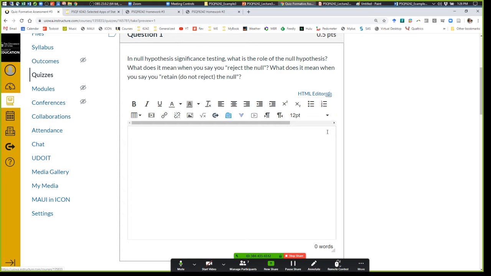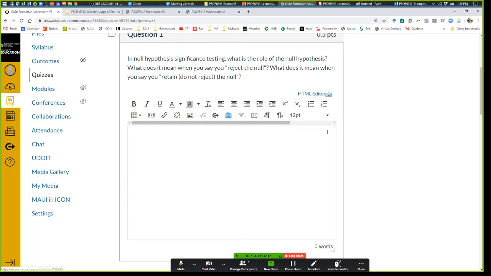Yeah, so when we say we're rejecting the null, we're saying we have evidence to suggest that what we found is really unexpected. If the null were true, what we found would happen less than 5% of the time, if that's our alpha level.